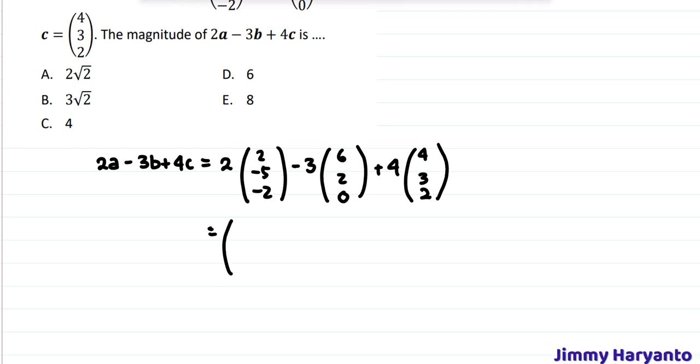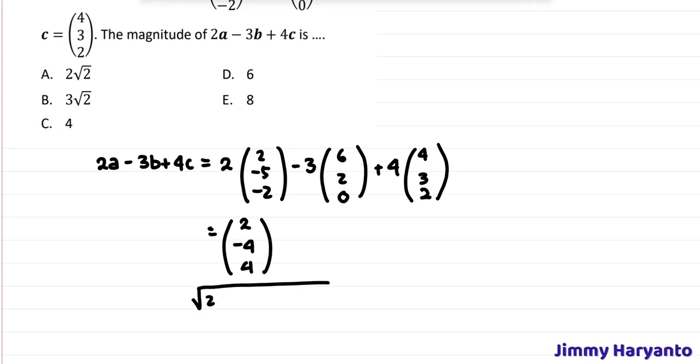4 minus 18 is negative 14, negative 14 plus 16 is 2, and then negative 10 negative 16 plus 12 is negative 4, and then negative 4 plus 8 which is 4. And then the magnitude of this one, square root of 2 squared plus negative 4 squared plus 4 squared. 16 plus 16 is 32. 32 plus 4 is square root of 36 equals 6. The answer is D.